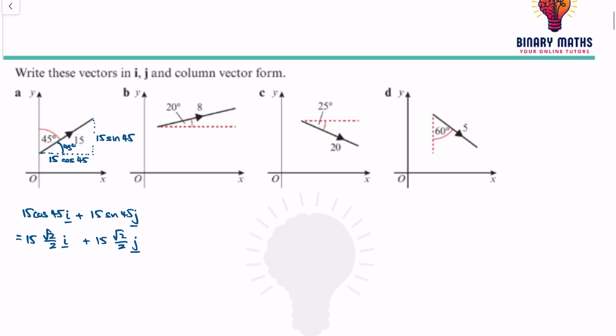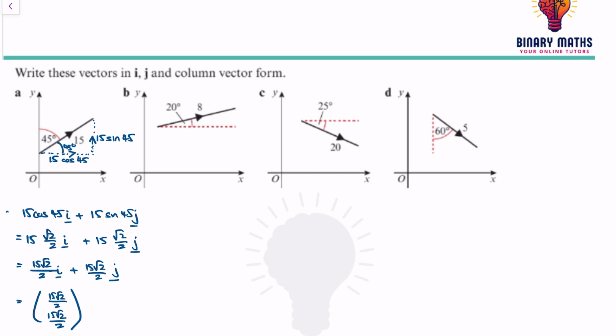If I write it over the same denominator, I get 15 root 2 over 2 i plus 15 root 2 over 2 j. They're all positive because it's moving in the positive x direction and positive y direction, so positive i and positive j. That is in ij component. If I were to write it in column vector form, the i component will go at the top and the j component will go at the bottom.